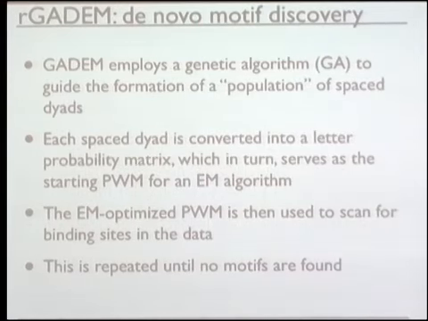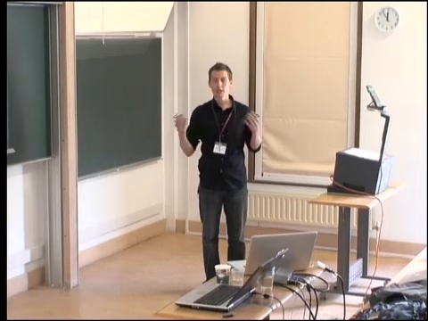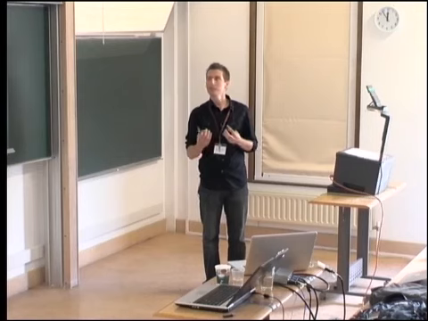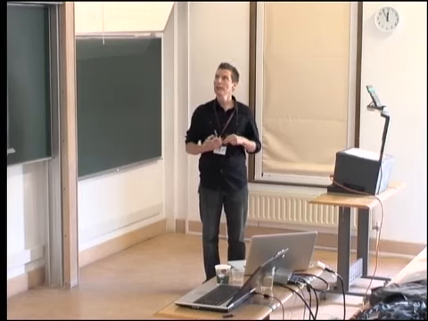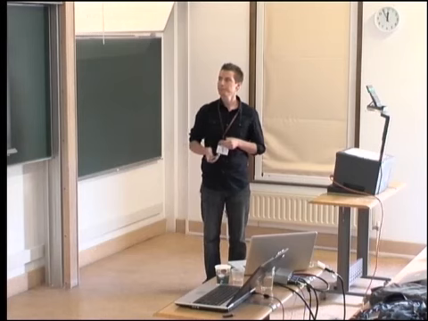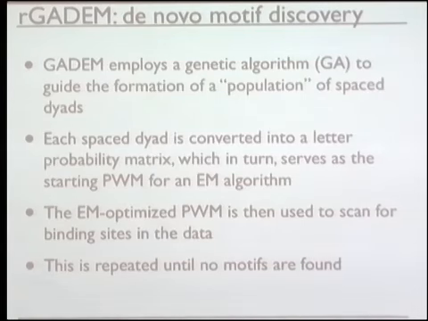So why is it called GATM? Because it uses a genetic algorithm followed by an EM algorithm. So it enumerates a bunch of k-mers, forms space dyads, and then uses a genetic algorithm to only retain a few of these. And at each iteration, it also uses an EM to improve the PWM. And at the end, it will match the motifs that it found and repeats and so forth. What we've done here is really optimize it and provide more options.